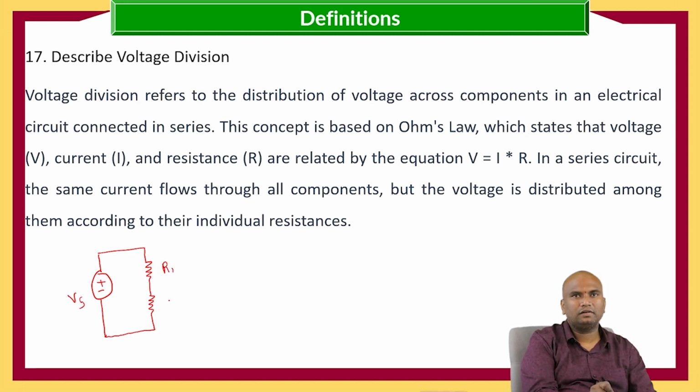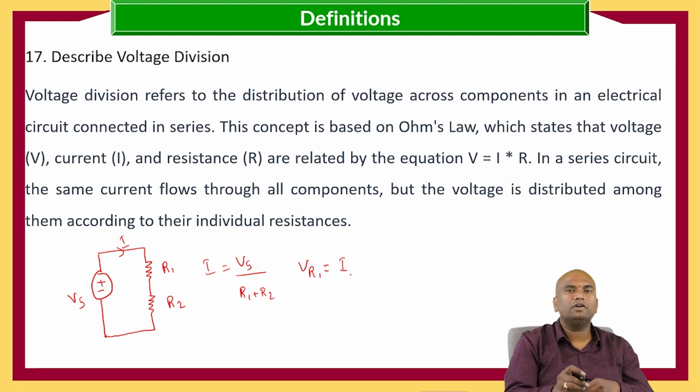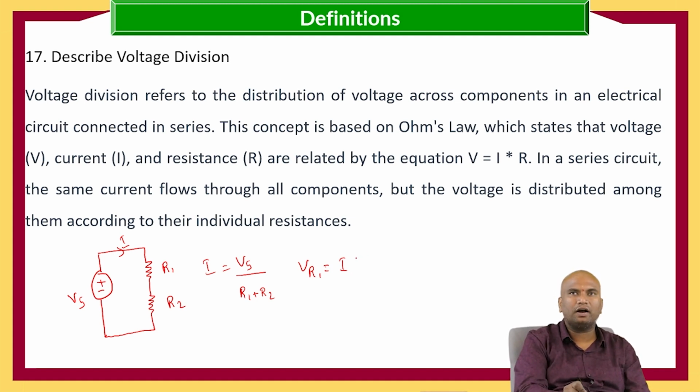Vs, R1, R2, and this is I. Here I is equal to Vs by R1 plus R2. VR1 is equal to the current flowing through it, because series-connected elements have the same current. VR1 is equal to I into R1, that is Vs into R1 by R1 plus R2, and VR2 is equal to I into R2, which is equal to Vs into R2 by R1 plus R2.